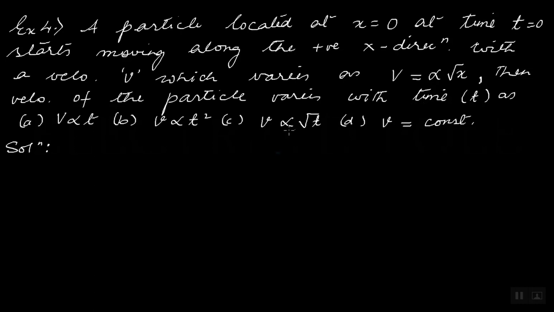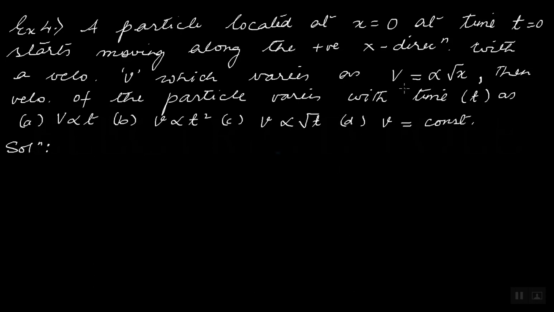as what? Okay, let me read the question nicely. A particle located at x equals 0 at time t equals 0 starts moving in the positive x direction with velocity v, which varies as v is equal to alpha root x. Then velocity of the particle varies with time as what? Okay, let us do it.